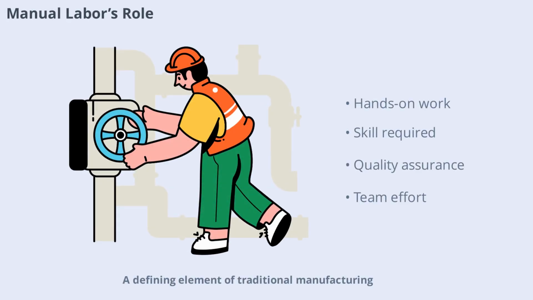A defining element of traditional manufacturing is the significant role of manual labor. Workers are responsible for operating machines, assembling parts, and ensuring product quality. This hands-on approach requires training and experience, as each task must be performed accurately to maintain standards. While automation is growing, many traditional factories still depend on the expertise and diligence of their workforce to keep production running smoothly.